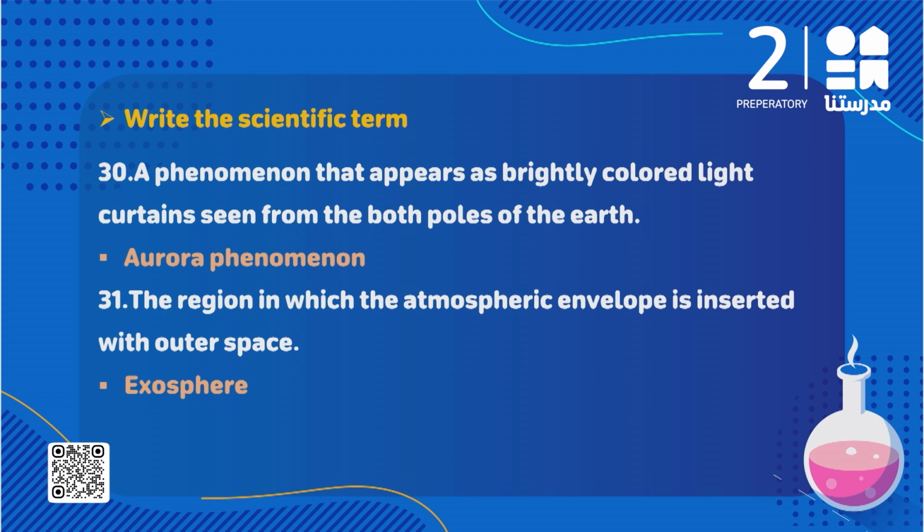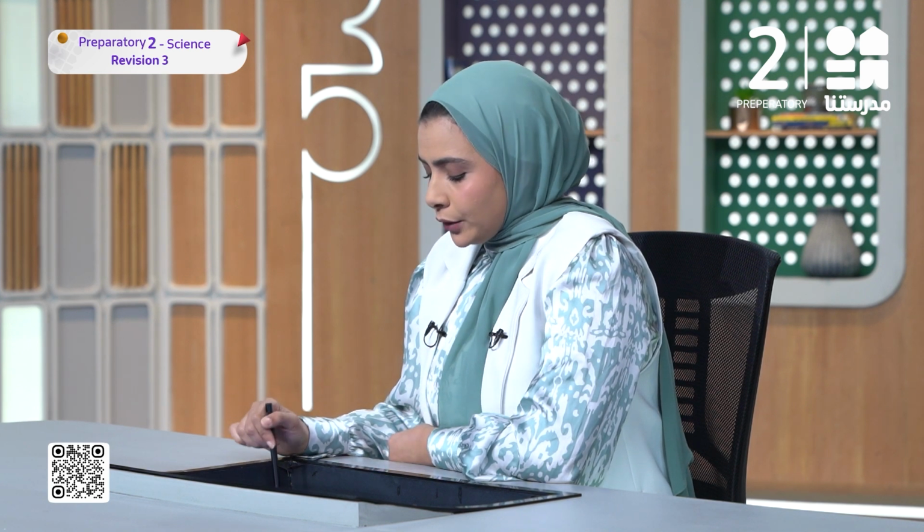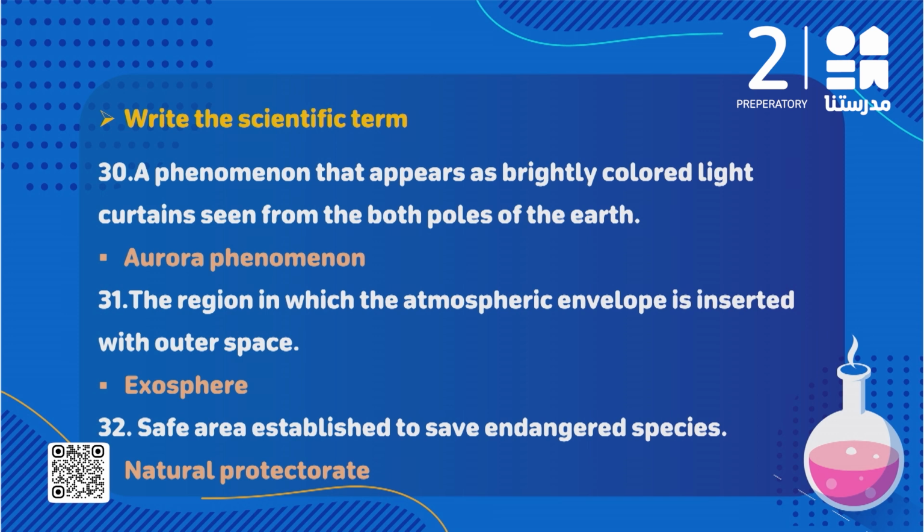Okay, 32: a safe area established to save endangered species. We said endangered species means organisms threatened with extinction. To protect them we have to establish a safe area called a natural protectorate, to keep them away from any danger and keep them from extinction. Do you remember the natural protectorates here in Egypt? We have the Ras Mohammed protectorate and the Wadi El Hitan protectorate.